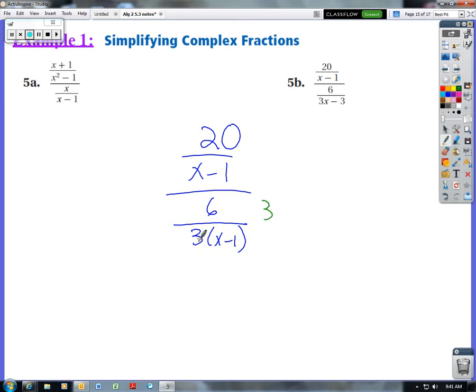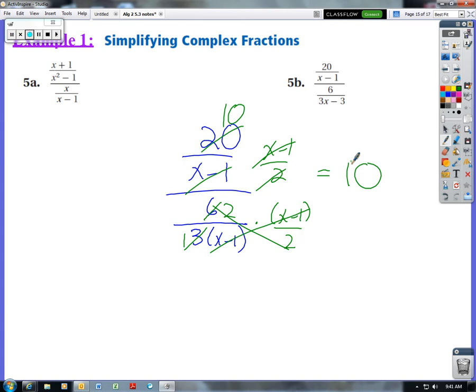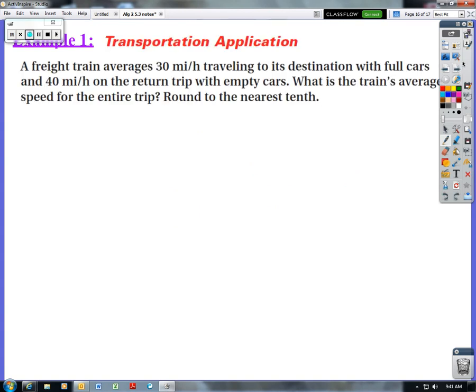Oh, look at this. 3 goes into 6. Let's simplify that first. Might as well make it as simple as we can. So now I'm going to flip and multiply top and bottom. Those are all gone to 1. They're out of there. Now, oh, look at this. That cancels. 2 goes into 20 10 times. That was a cinch.